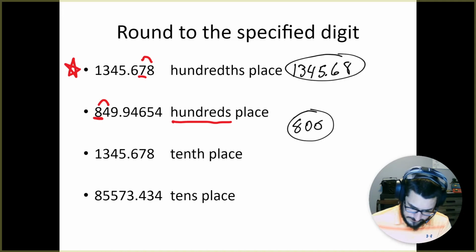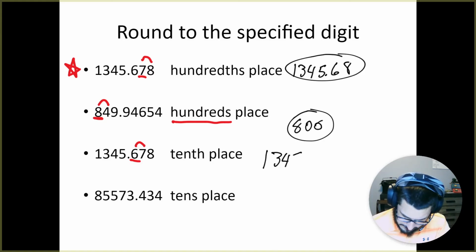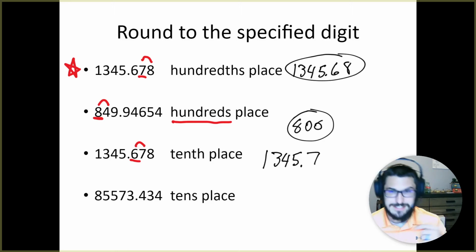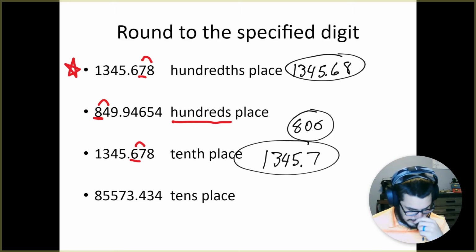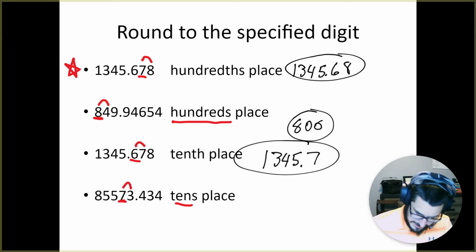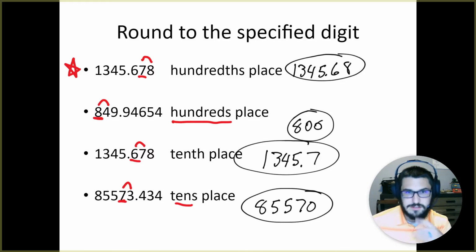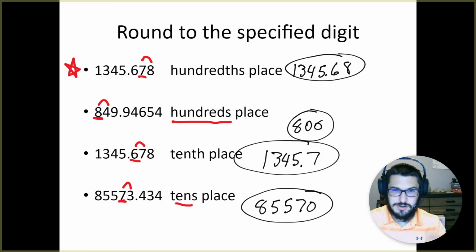So then next the tenths place, that's going to be this digit here. 7 is going to round the 6 up. We'll end up with 1345.6 is going to round up to 7. Then to the tens place is going to get us wherever the tens is. 3 is going to round it down to 70. So 85570 there. And just like in a previous video, because it's to the left of the decimal, we finish up any trailing digits with a 0. Okay?